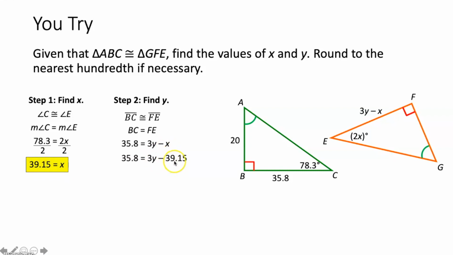So let's get y by itself by adding 39.15 to both sides, dividing both sides by 3, and we end up getting that y is approximately equal to 24.98. Now, why did we round to the nearest hundredth? Because that's what the problem required. We have found x and y, therefore we are done.